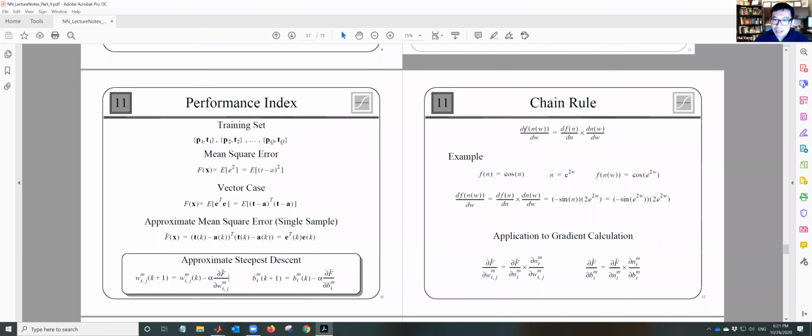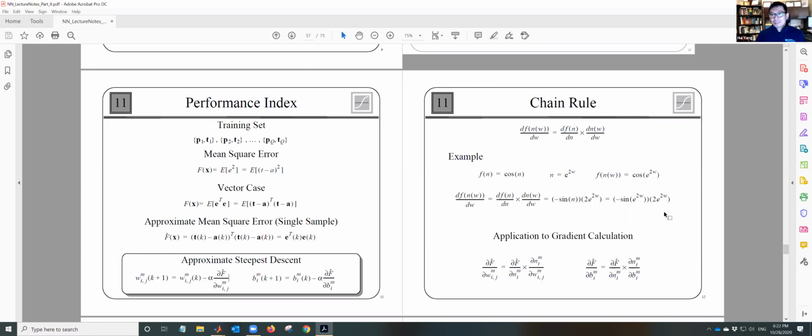So that's why you see F of n, but this n is another function of w. So what we are going to do is use the chain rule. You know, in calculus, we have chain rules, right? For example, you have f(n) equals cosine n, and n equals e exponential 2w. Then f(n(w)) equals cosine e^(2w). Based on the chain rule, you can do df over dn, dn over dw. In this way, you get df over dw.